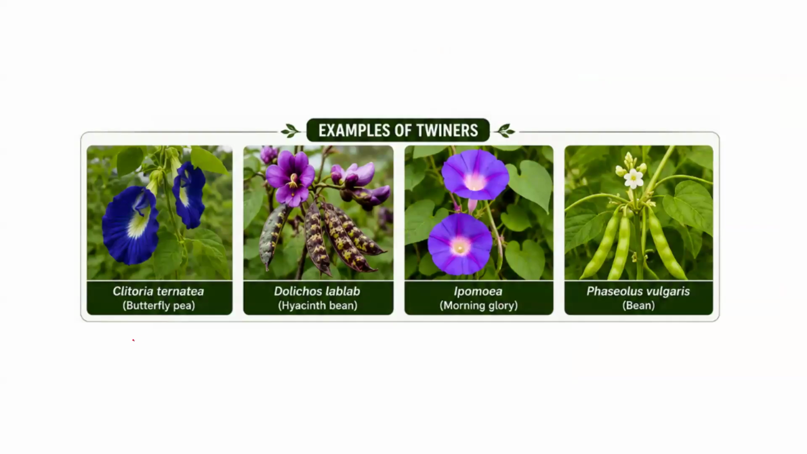Examples. These are the examples: butterfly pea, your Clitoria, Dolichos lablab, hyacinth bean. These two examples are of family Fabaceae. Ipomoea is an example of family Convolvulaceae. Phaseolus vulgaris, this is also an example of twiner coming from family Fabaceae. So family Fabaceae has the twiner examples. Okay, and this is the one which is of the family Convolvulaceae. Remaining all are family Fabaceae.